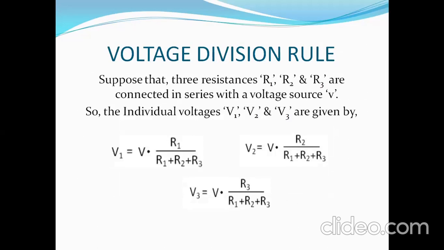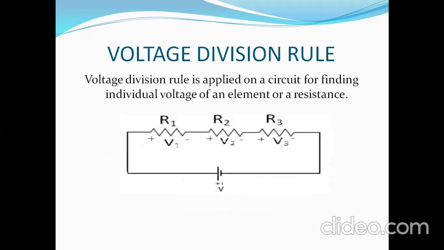V1 equals V, that is the source voltage, into R1, the element where we are finding the voltage. So supply voltage into that element R1, divided by the summation of all the resistances of the circuit which are connected in series. So R1 divided by R1 plus R2 plus R3. As per the figure, if we are going to find the voltage across R1, then the equation is V1 equals source voltage into R1 by R1 plus R2 plus R3.